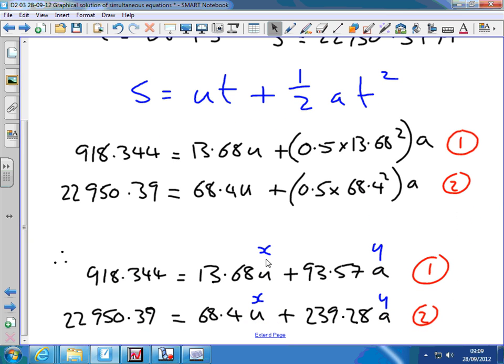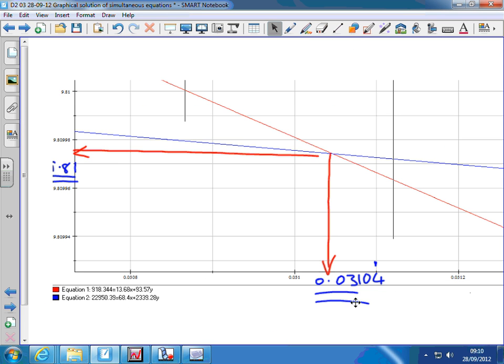We've assigned x to one and y to the other, and then we plotted it on Autograph. So now u is on the x-axis, so this is our value for u. So u equals 0.03, and the other, a, is 9.81. And you might recognize that number: a is the acceleration due to gravity in this case. So it looks like the object is falling due to gravity because we've come up with a value of 9.81. Right, but we've come up with that.